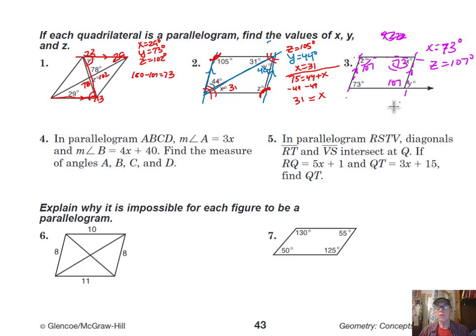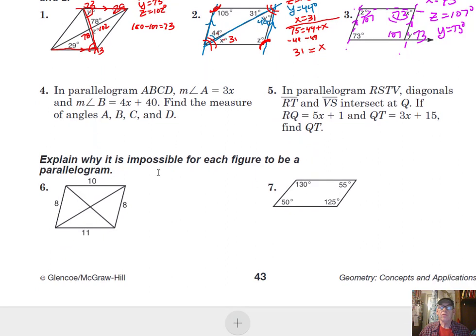These two angles here, though, are a linear pair. So if I do 180 take away 107, I come out with 73 degrees. So y equals 73 degrees also. And we've solved that diagram. Let's look at number 4.